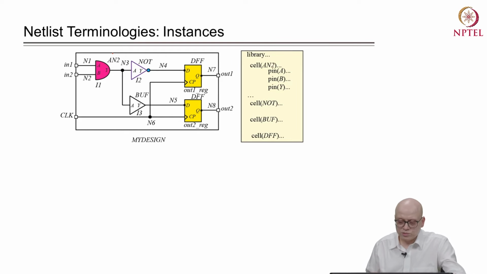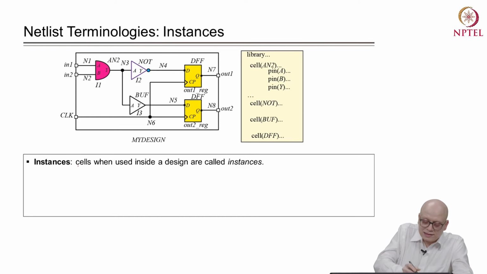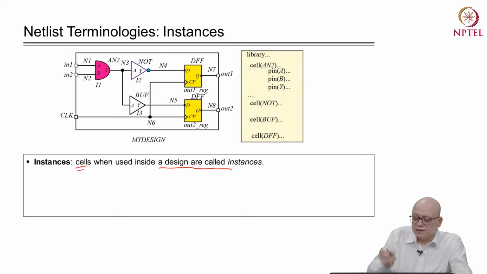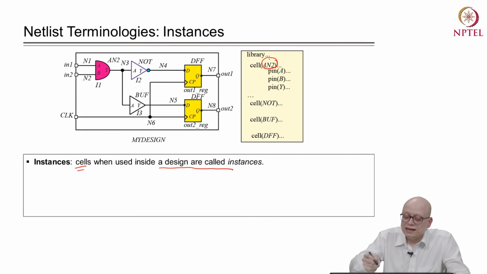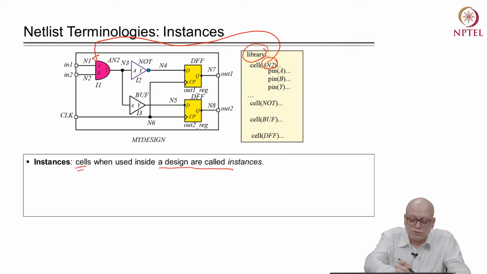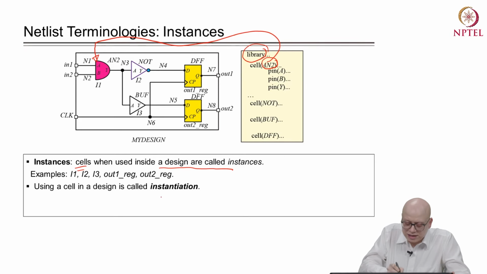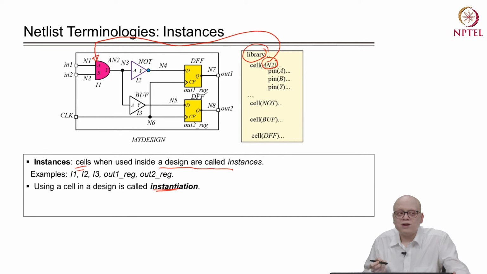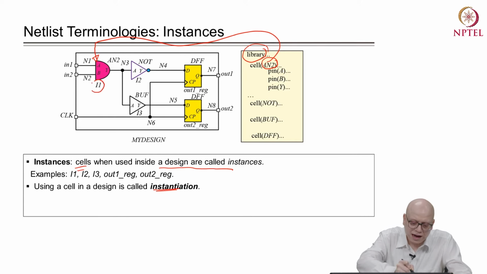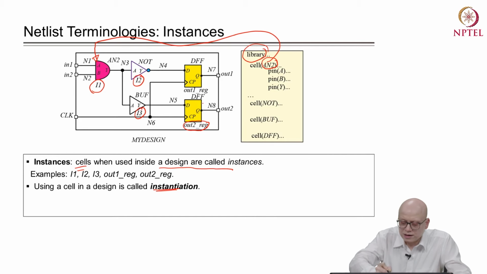Now, let us look into a term which is known as instance. What is an instance? So, instances are cells when used inside a design, right? So, AN2 was a cell inside our library, right? Now, this AN2 cell was instantiated or put inside our design by the logic synthesis tool. So, when we put a cell into our design, the process is called instantiation, and while instantiating, the tool can give arbitrary names to the instances. For example, here I1 is the name of this instance, I2 is the name of another instance, I3, out2 reg and out1 reg. So, these are the names of the instances.